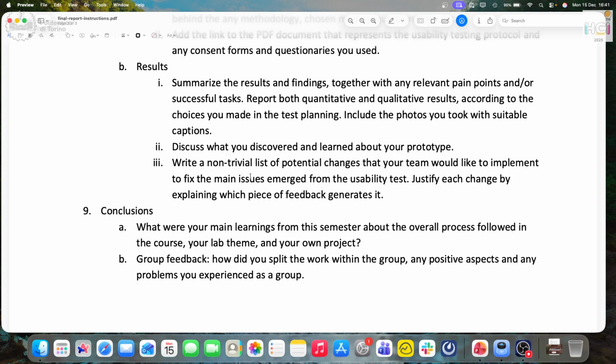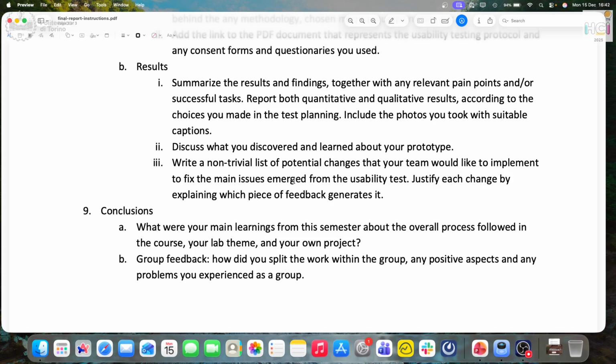After you completed all the tests, what we ask you is not to change anything and to just write a non-trivial list of potential changes that you would like to implement. We don't ask you to implement those. If you want to implement those or some of those, that's totally extra work for you that we don't ask you to do. But you can, of course.